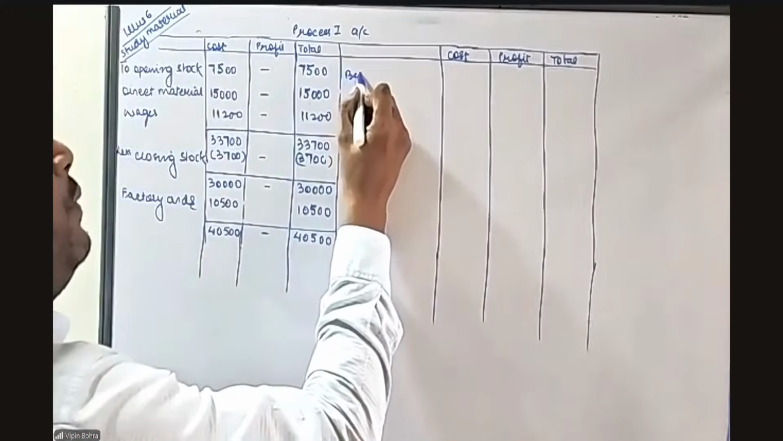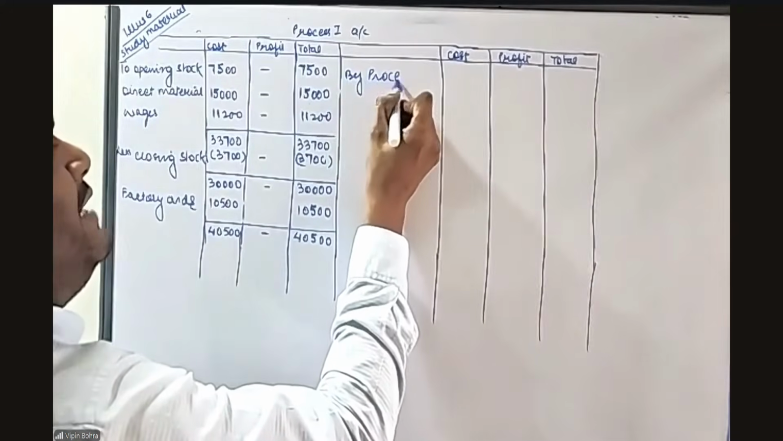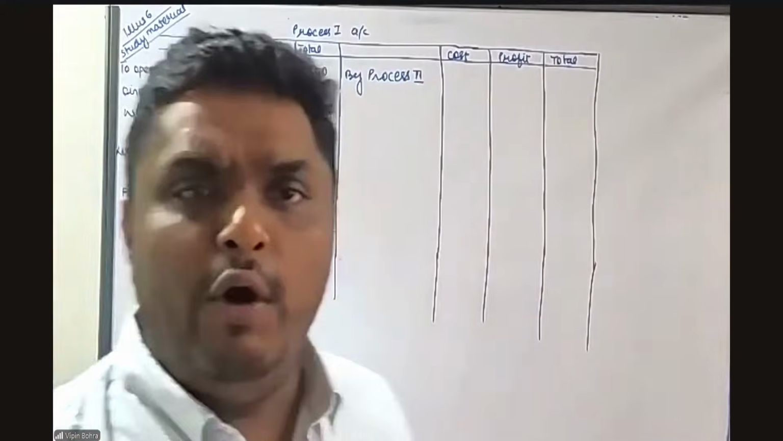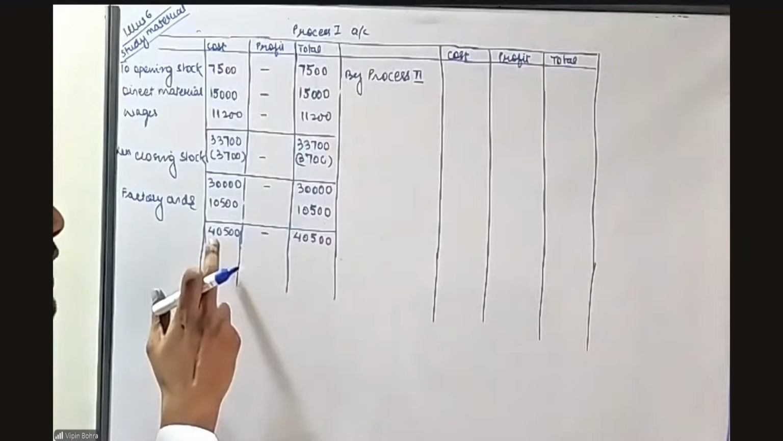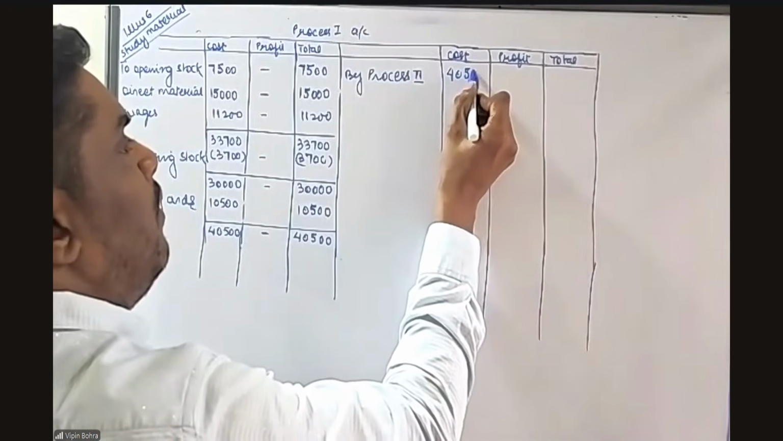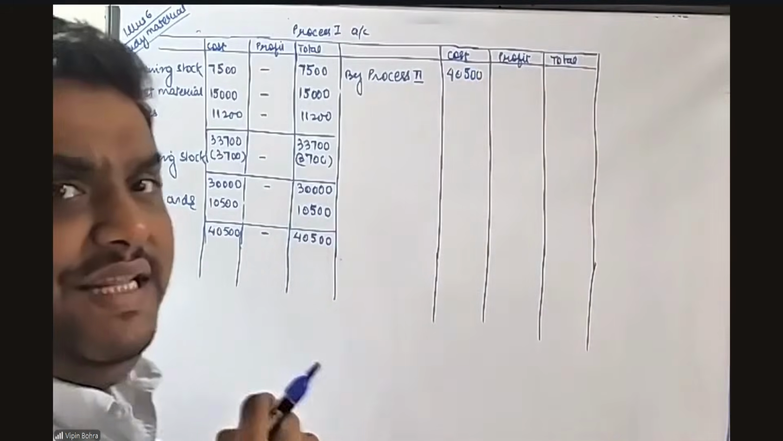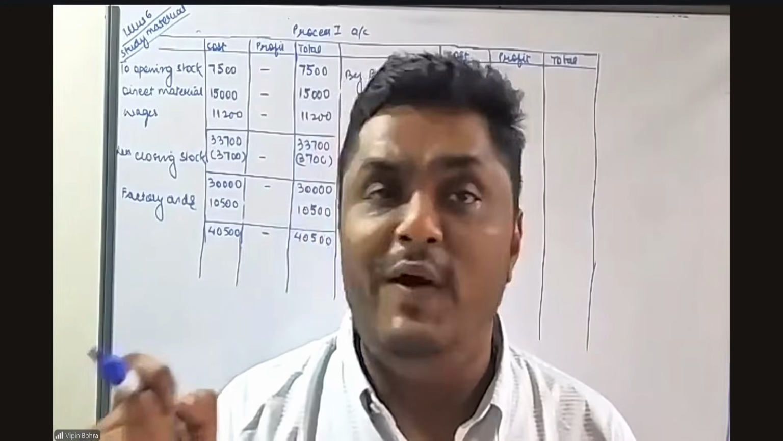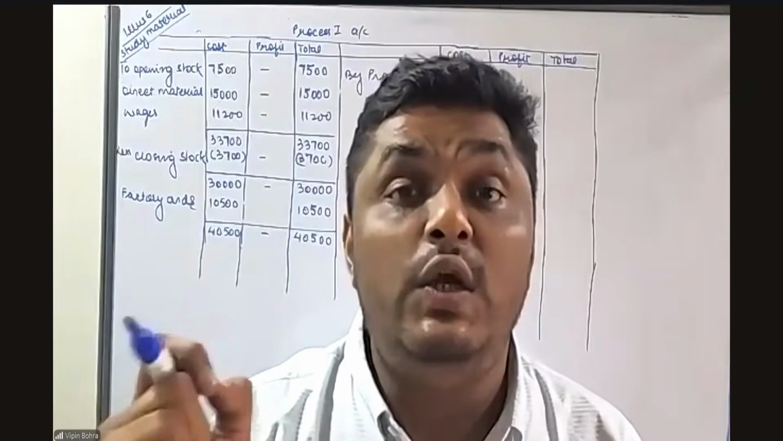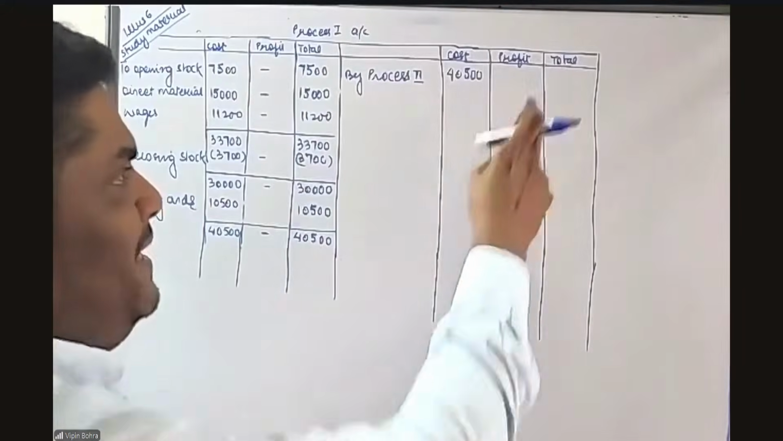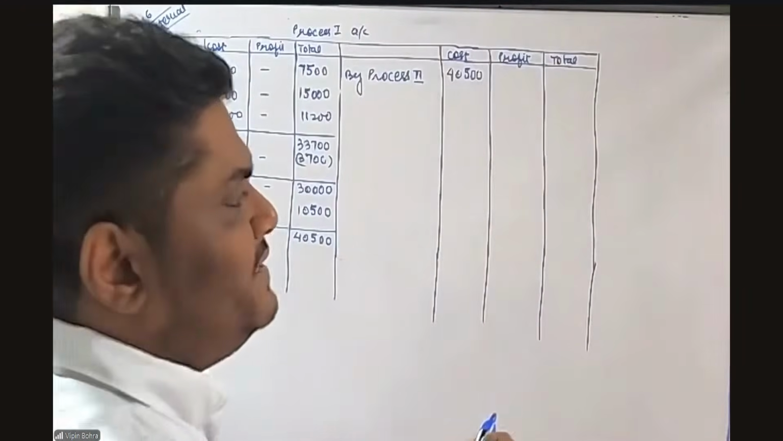Now the output is to be transferred to process second. Now see, very important guys, my cost to the company is how much? 40,500. Now see, it is given that the output of process first is to be transferred to process second at 25% profit on the transfer price. So it means what will be the total amount? Very simple guys.